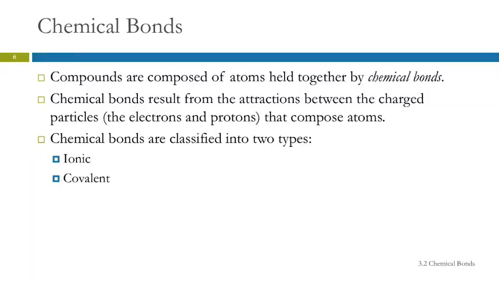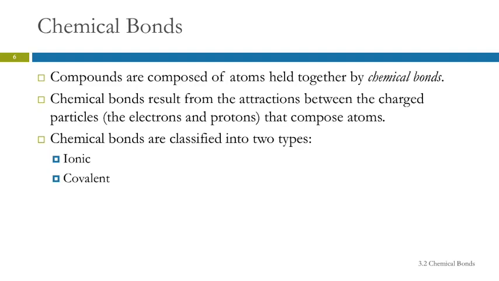So how do those atoms get stuck together? It's not super glue or anything. They're held together by chemical bonds. We're going to talk a lot more about chemical bonds in a later chapter. For now, we're just going to tell you what you need to know so that we can learn some chemistry. So chemical bonds result from attractions between oppositely charged particles.